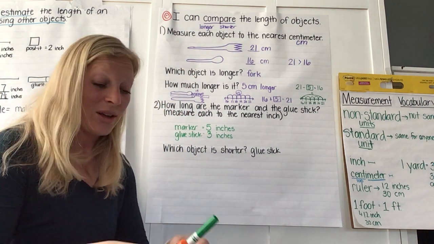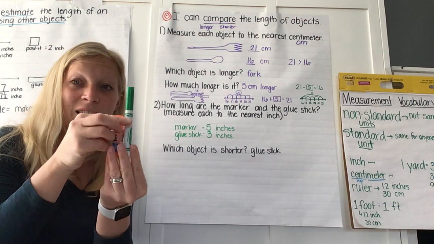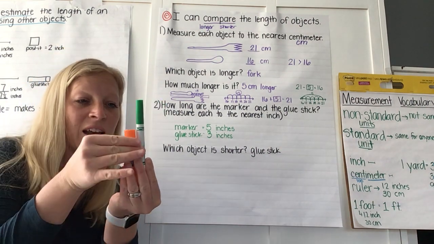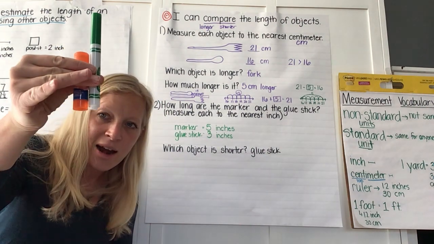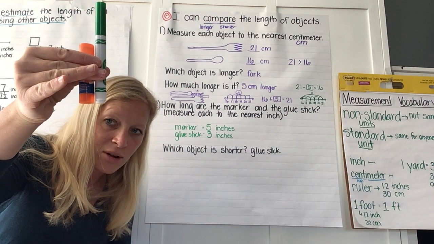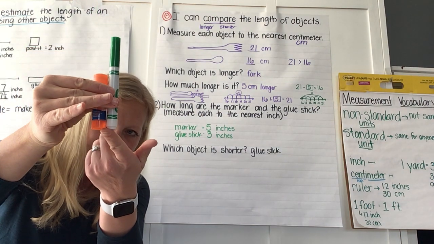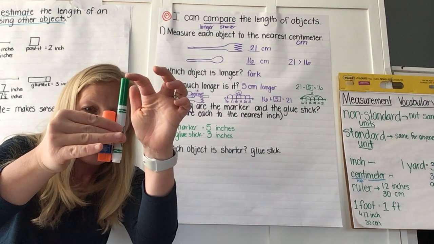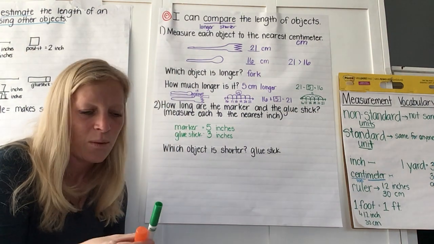Okay. So when we hold them up, you can see that the glue stick is the shorter object. I do have to make sure that I'm lining it up just right at the bottom. They're all lined up. See that? Flat. And you can see that this one goes way above this one. So we can see it, can't we?